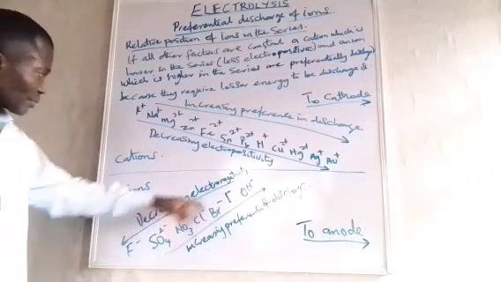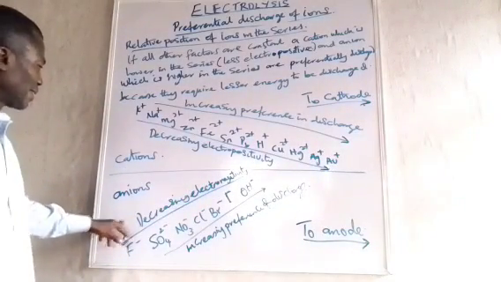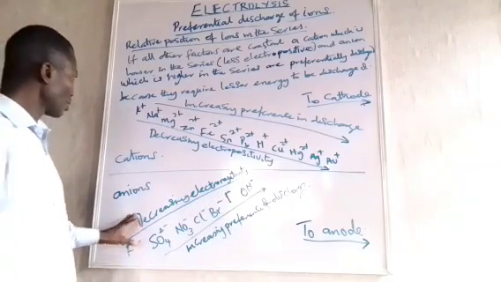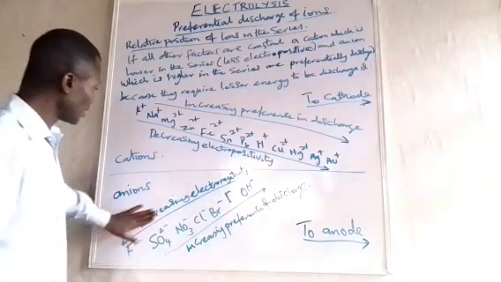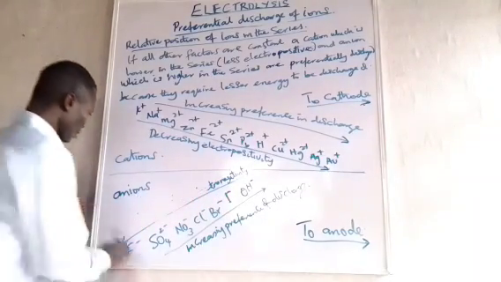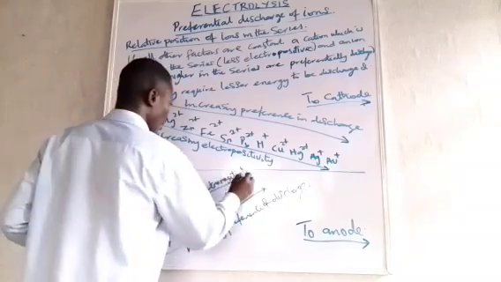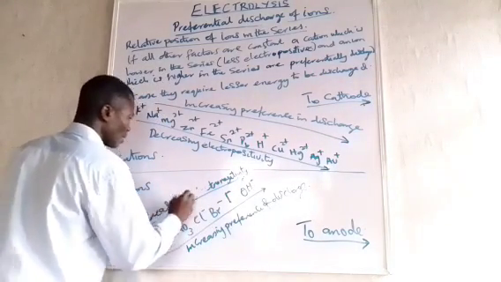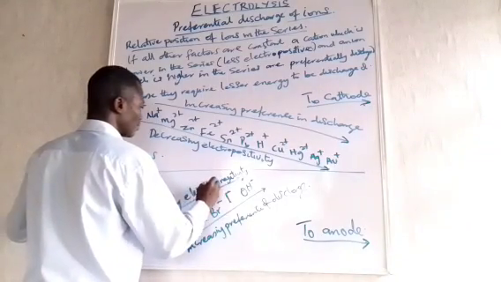In the same way, for the anions too, you can see decreasing electronegativity. No, sorry, this one should be increasing electronegativity down. Sorry, so this one should be decreasing electronegativity.